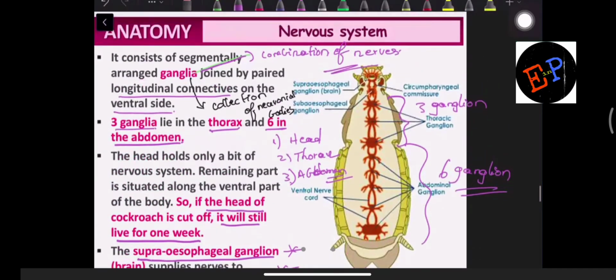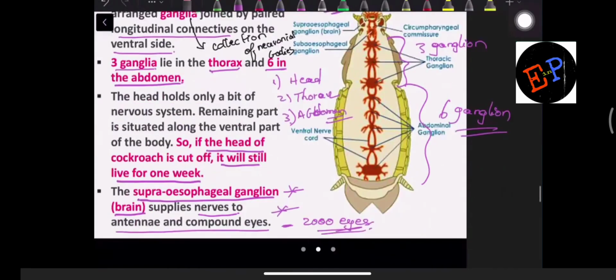These are the points which you should remember here. In this slide, what are the points to remember? How many ganglia are present in the thorax? 3. How many are present in the abdomen? 6. Why is it able to survive even when the head is cut off? Because the head doesn't contain the majority of the nerves. And which ganglion is connected to the antennae as well as the compound eyes? It is called the supraesophageal ganglion.